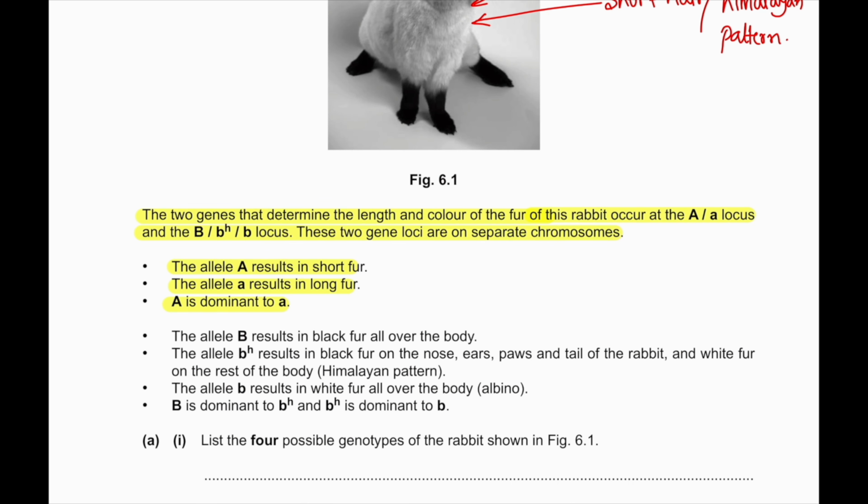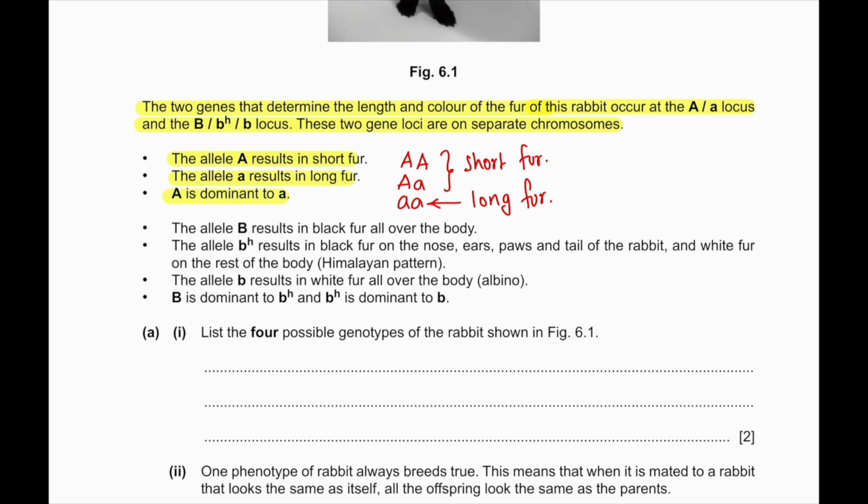So since there are three possibilities for short fur, we can have capital A capital A, capital A small a, and small a small a. Only the small a small a will result in long fur and the other two will result in short fur, because short fur is dominant to long fur.